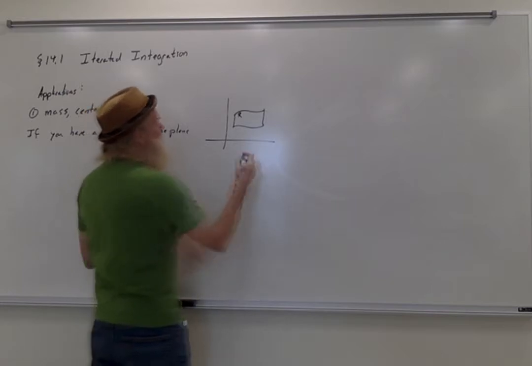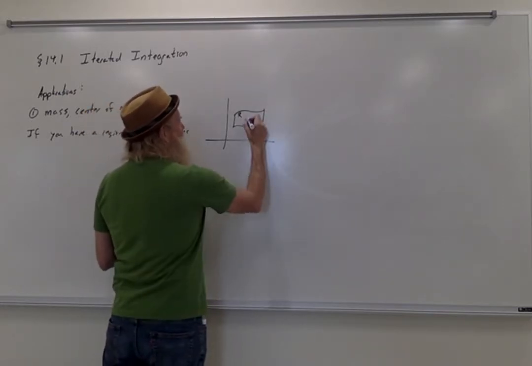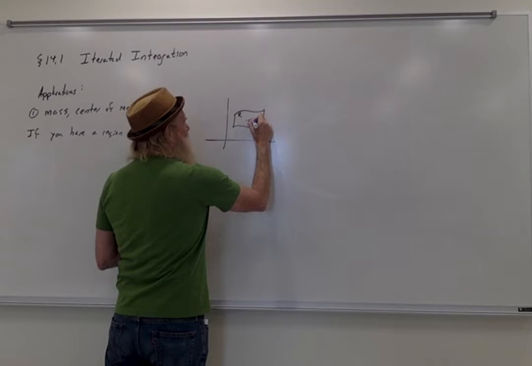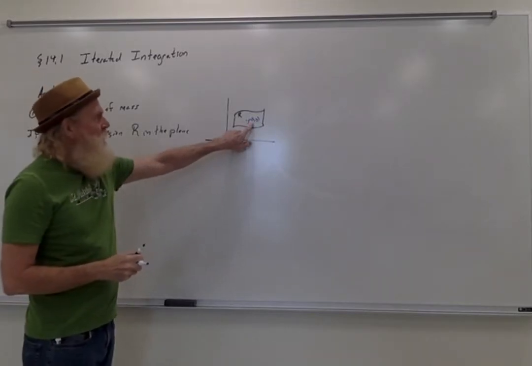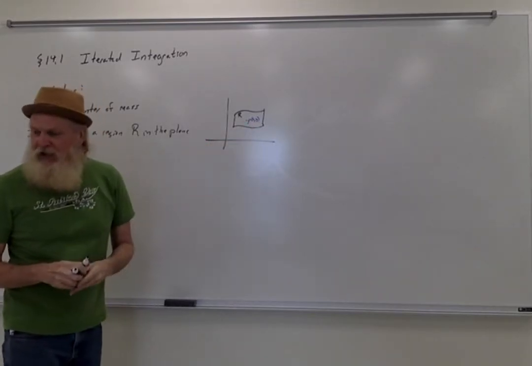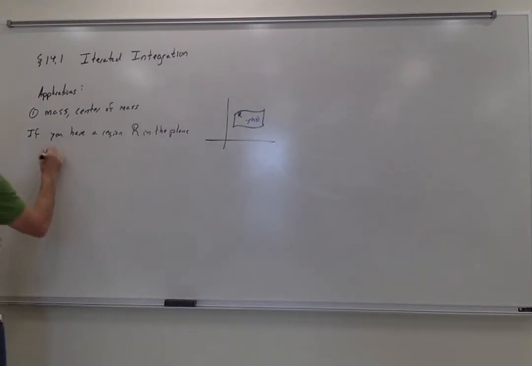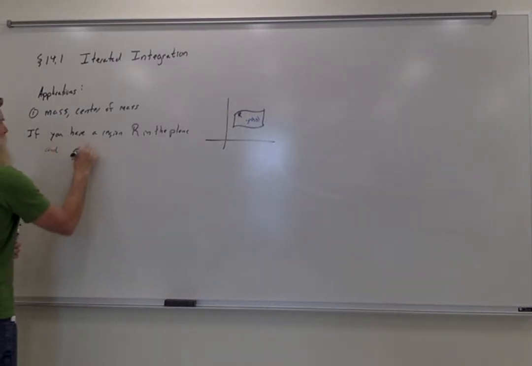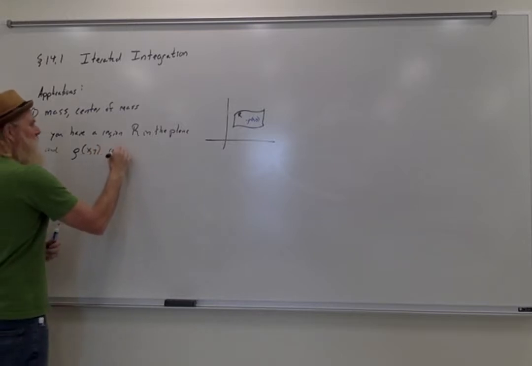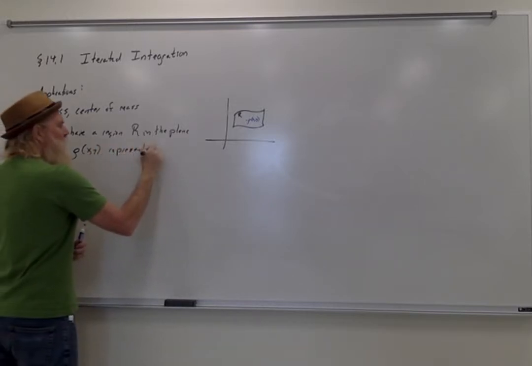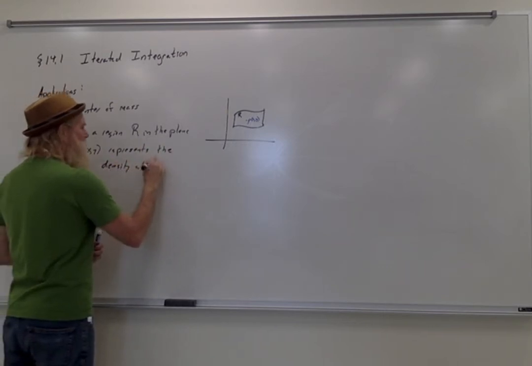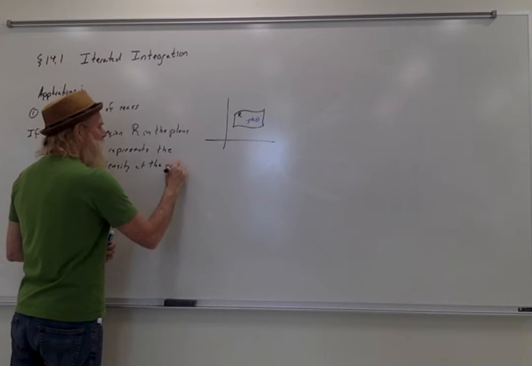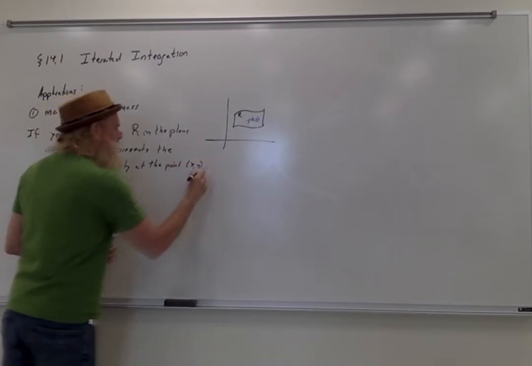And suppose that at each point in R, we have a density. I'll represent that density as rho of x and y. Now in your physics classes, you may have done similar examples where you assumed that the density was constant. Here we're not going to make that assumption. So let's say that rho of x and y represents the density at the point x, y.